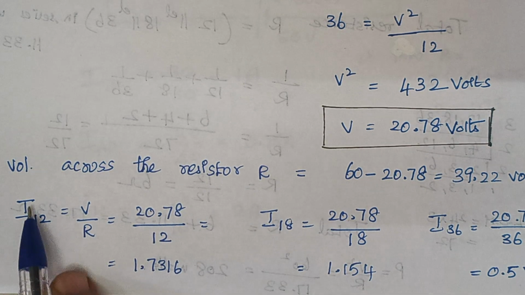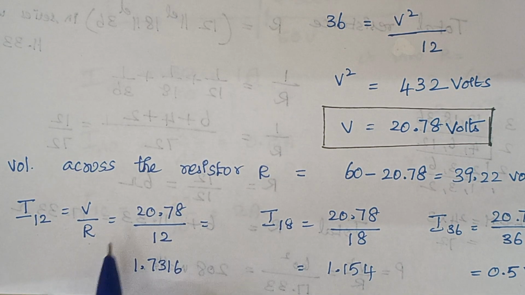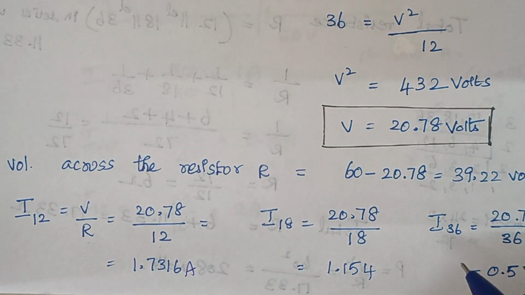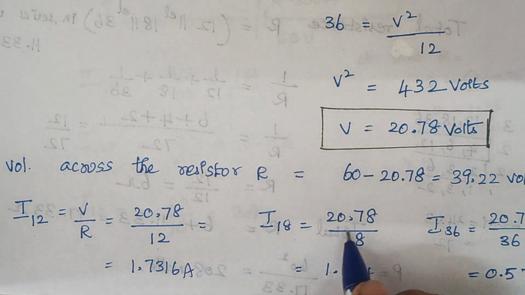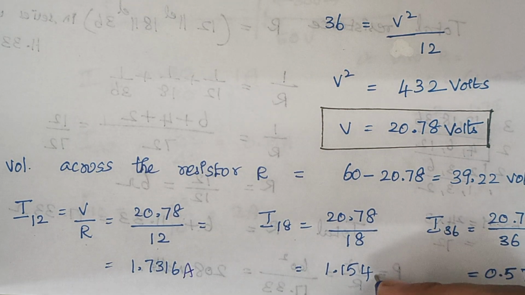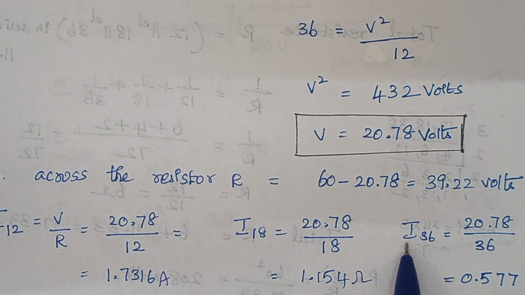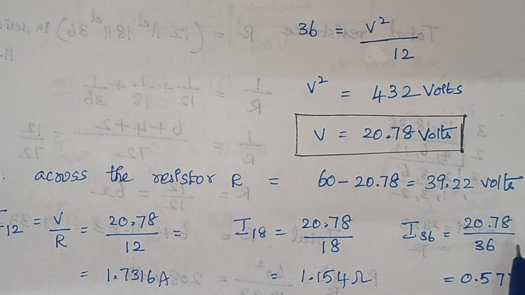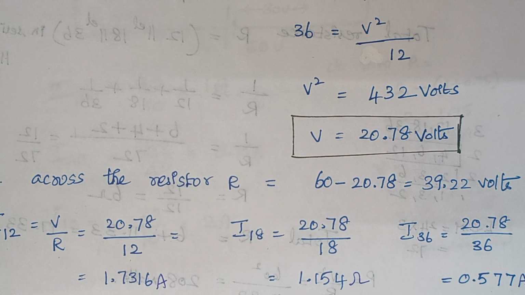So here the current flowing through this 12 ohm resistor, that is I12, is V by R. V is 20.78, the resistance is 12 ohm. So here we are getting the answer as 1.73 amps. Similarly, the current flowing through the 18 ohm resistor is given by 20.78 by 18. So here the answer is 1.154 amps. And the next one is I36, the current flowing through the 36 ohm resistor, given by 20.78 by 36. So it is equal to 0.577 amps.